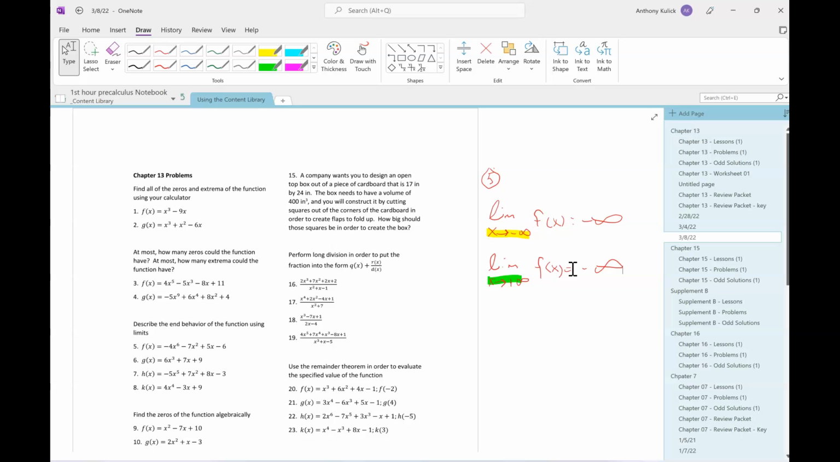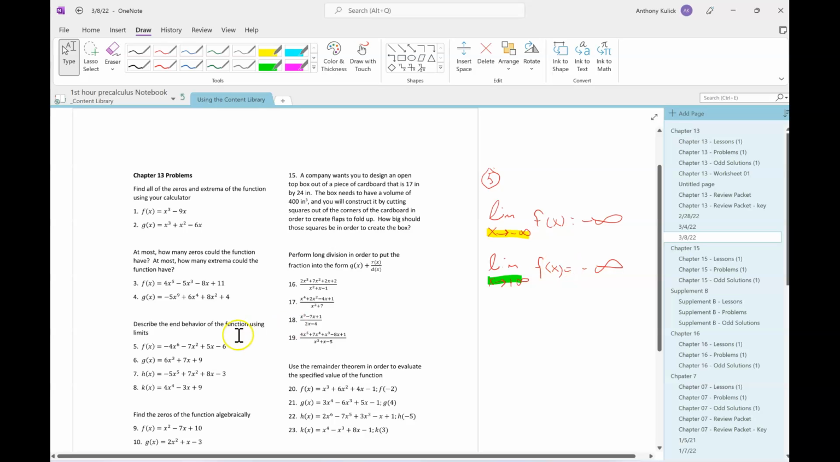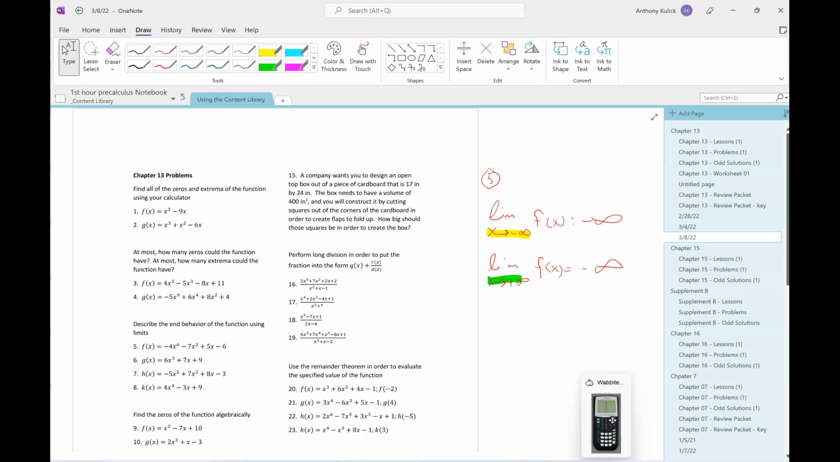And I find that graph by just plugging that function into the y equals menu. You might have to monkey with the window so you can see the ends of the graph appropriately, but that should be fairly straightforward. It is graphing.